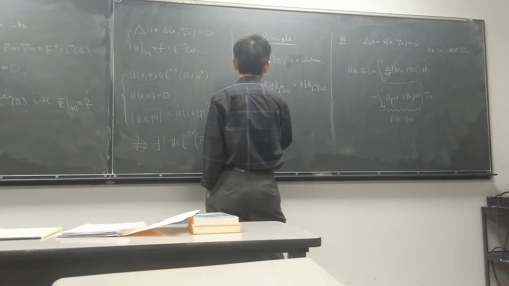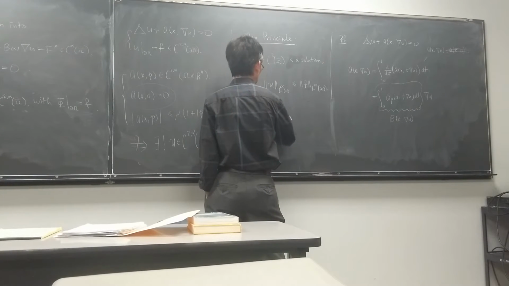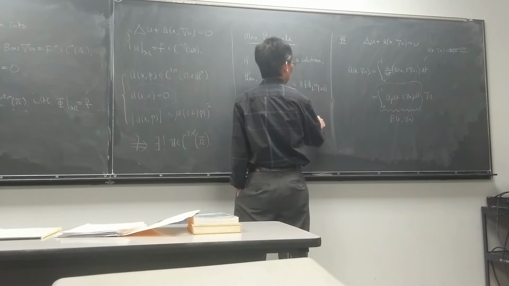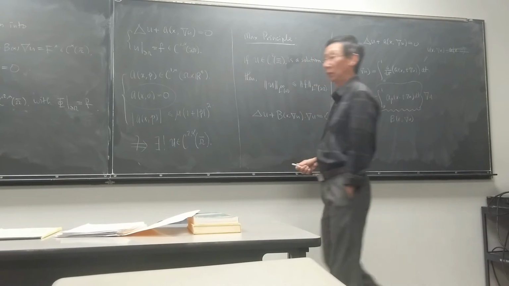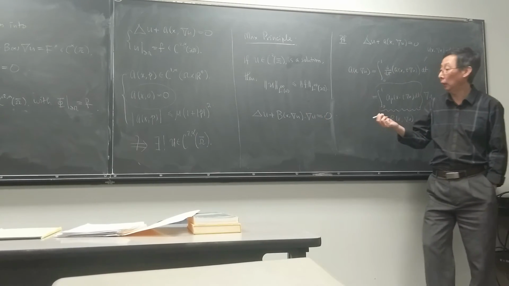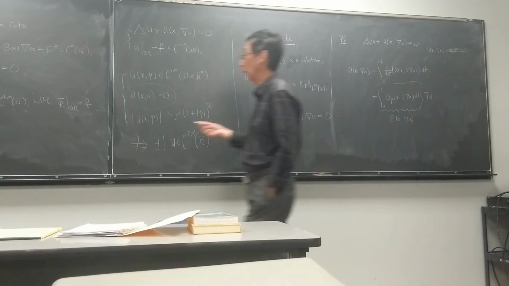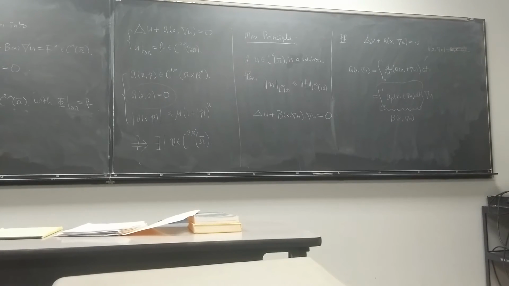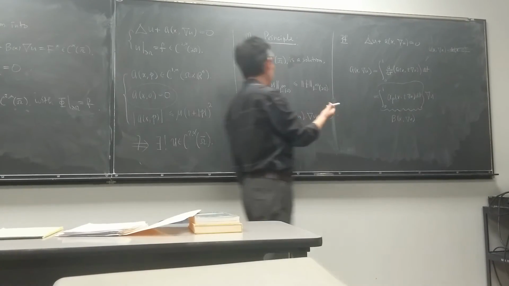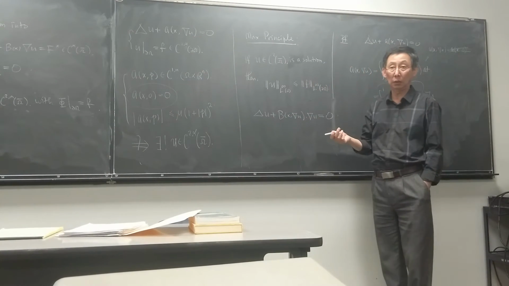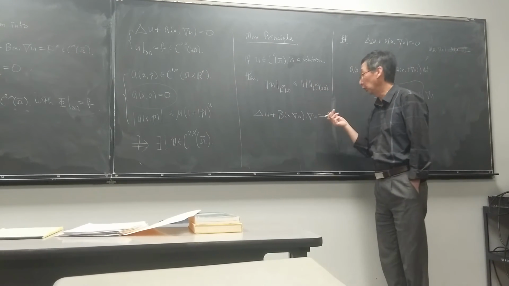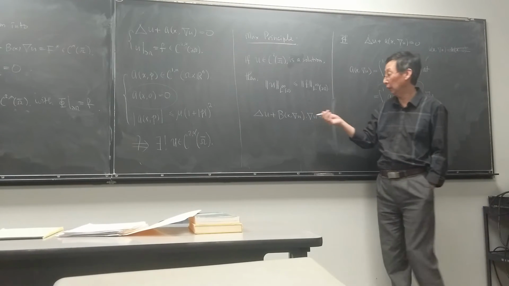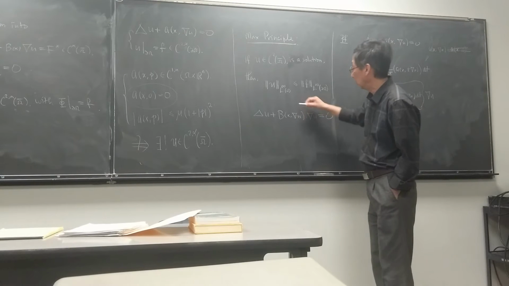Because of this, once this is satisfied, the equation becomes Laplace u plus b(x, ∇u) · ∇u. Now you can see that this is similar to a linear equation, because although this depends on ∇u, it is a function of x. So if you have a solution, it can be written in this linear form.